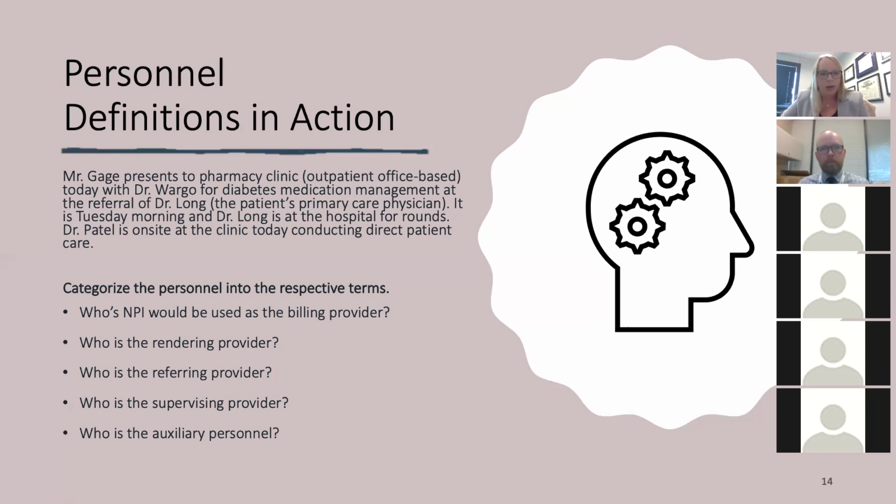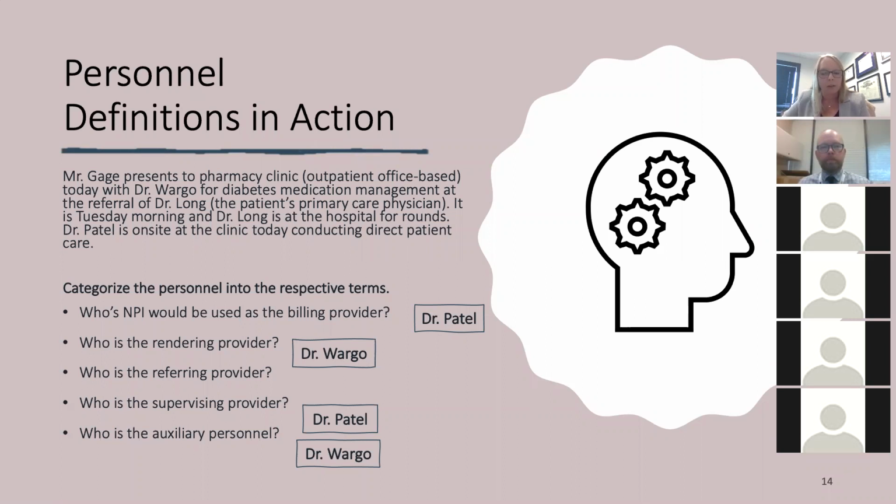So based on those provider and personnel definitions, Dr. Patel would not only be the billing provider, but also our supervising provider, as he is on site and accessible at the time of service when Dr. Wargo is performing his clinical care. Given this CMS definition, Dr. Wargo as the clinical pharmacist will not only be recognized as the rendering provider, but also as our auxiliary personnel. However, neither Dr. Patel nor Dr. Wargo will be recognized as the referring provider, as Dr. Long, Mr.